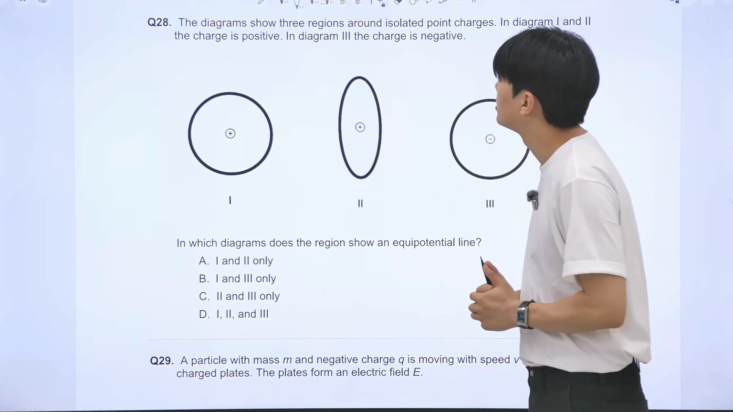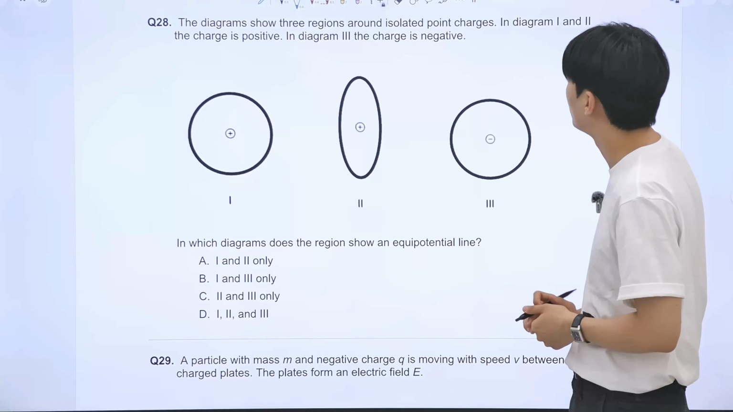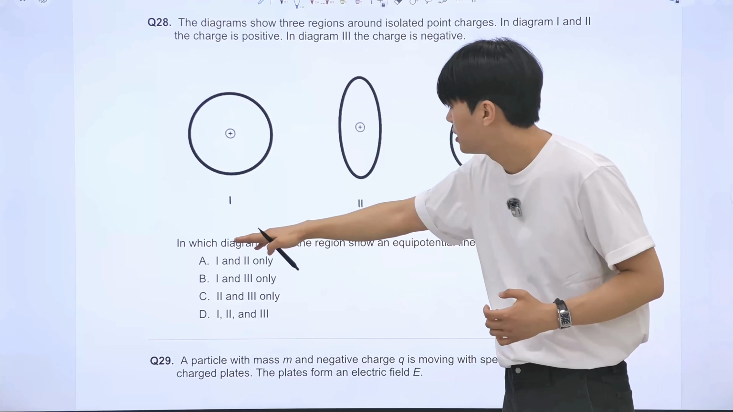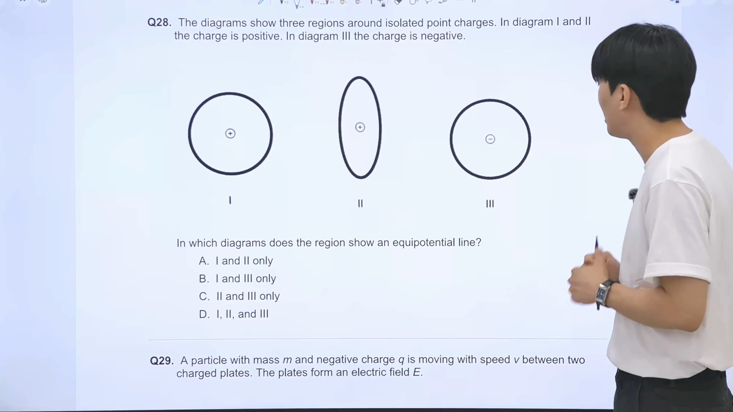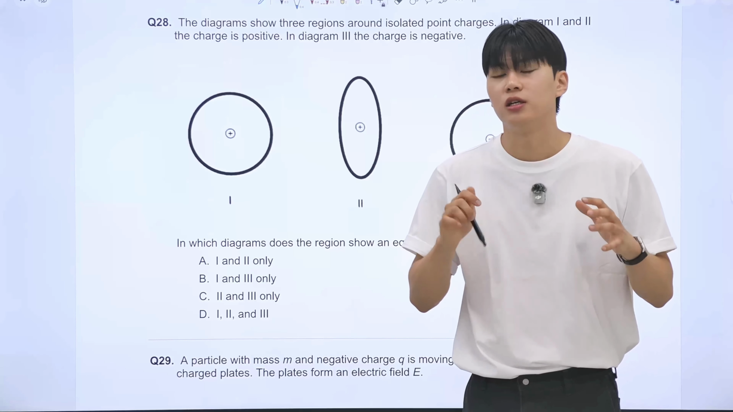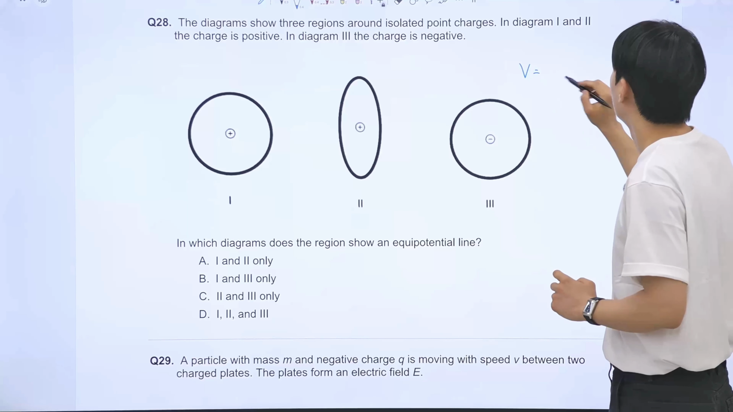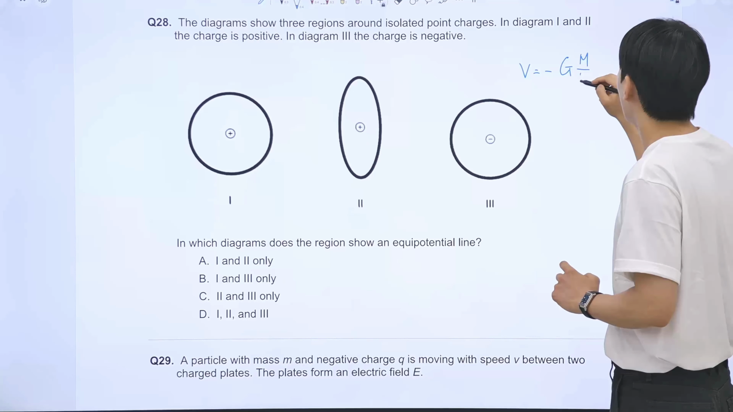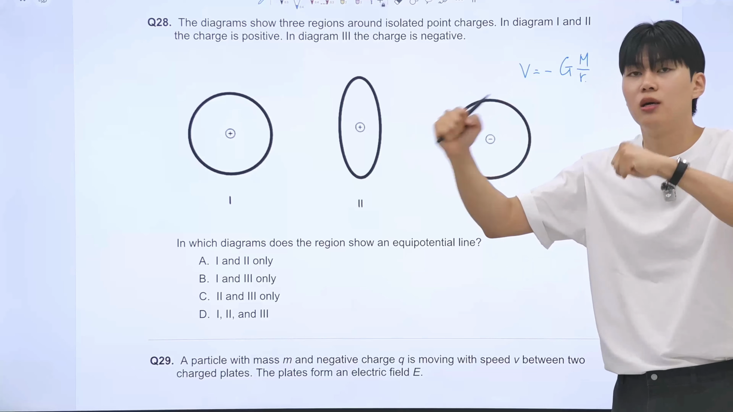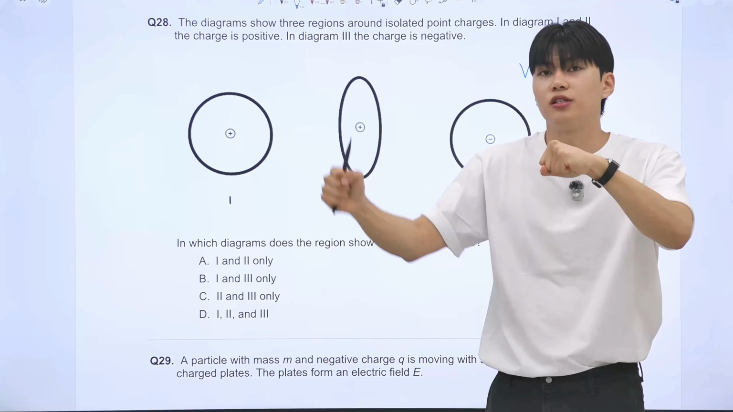Okay, question 28. We have point charges, and there is a region around the isolated point charge. Not sure what the black circle represents, but they ask in which diagram the regions show the equipotential line. An equipotential line is a line along which the potential is the same. The potential V is equal to negative GM over r. So if it is an equipotential line, r, the distance from the point, must be the same. That means the radius is the same, so it's just a circle, right?